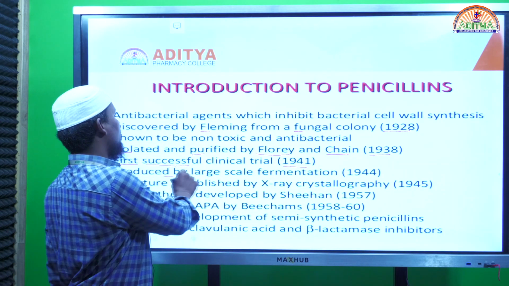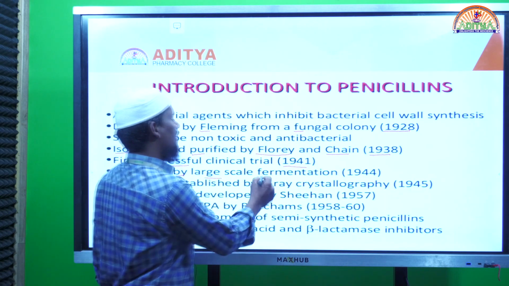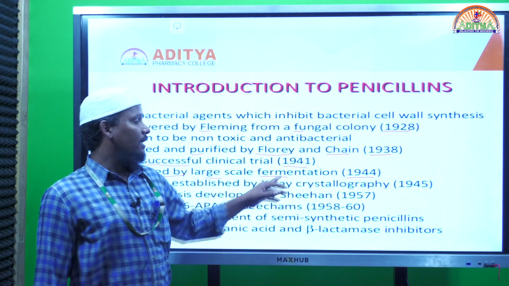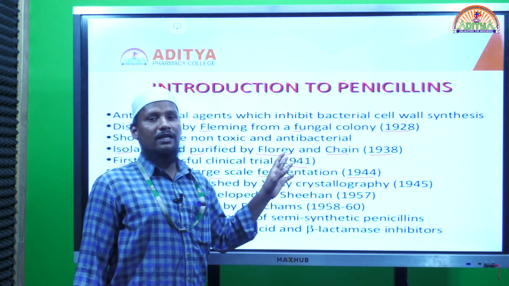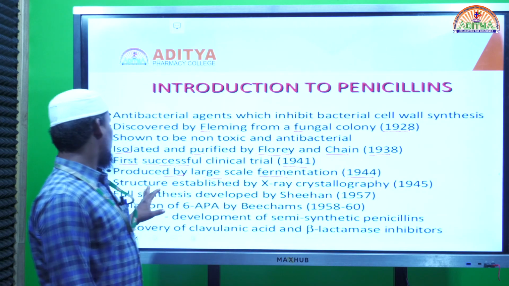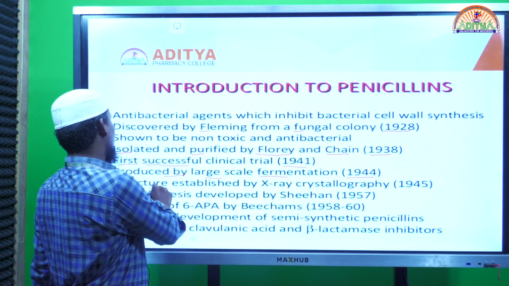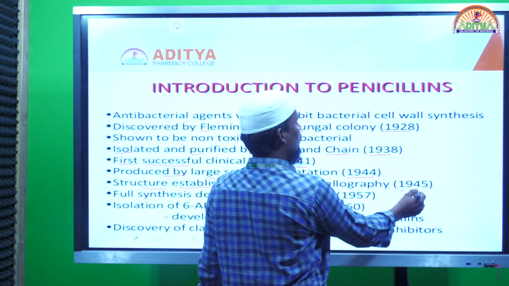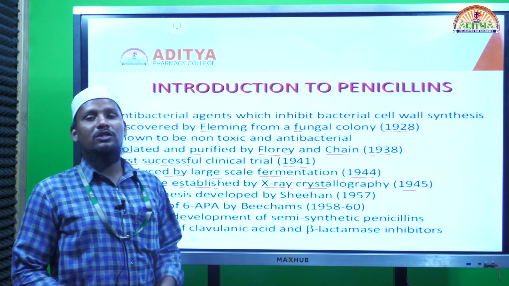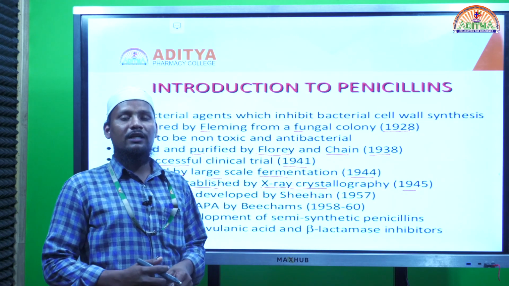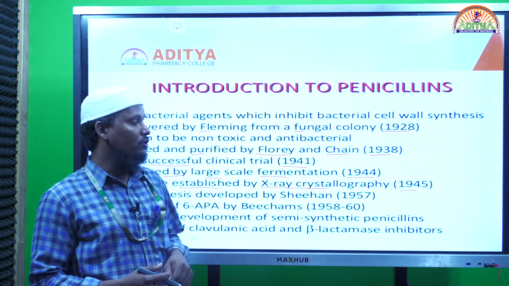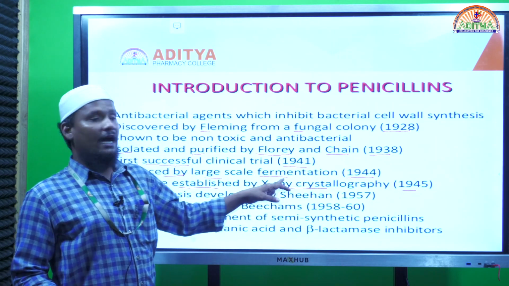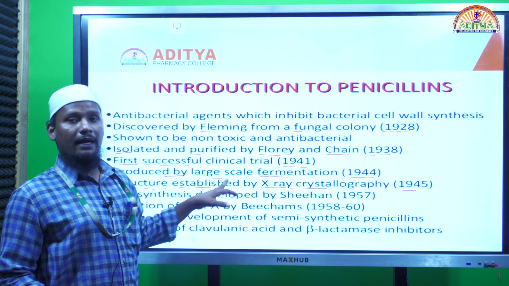Then production by large scale fermentation in 1944. So with the help of fermentation methods in 1944, they produced the antibiotics on a large scale. The next one, the structure was established by X-ray crystallography in 1945. We all know that X-ray crystallography is an excellent method for the identification of the skeletal structure of molecules. So in 1945, with the help of X-ray crystallography, they identified the structure of the antibiotic.